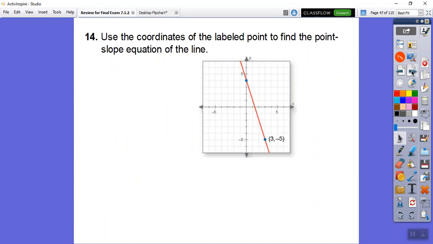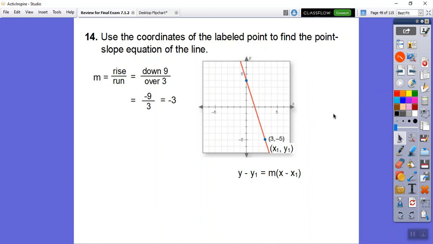Okay. Use the coordinates of the labeled point to find the point slope form of the equation. Let's find the slope first. So here's x1, y1. Remember, y minus this y equals m times x minus this x. The slope is, it's up here at 4, it goes down here to negative 5. So the slope is down 9 over 3. So negative 9 over 3 is going to get me negative 3. And then let's just go ahead and plug these points in. So x, that goes right here, 3 goes right here, and negative 5 goes right here. So y minus negative 5 is y plus 5 equals negative 3 times (x minus 3).